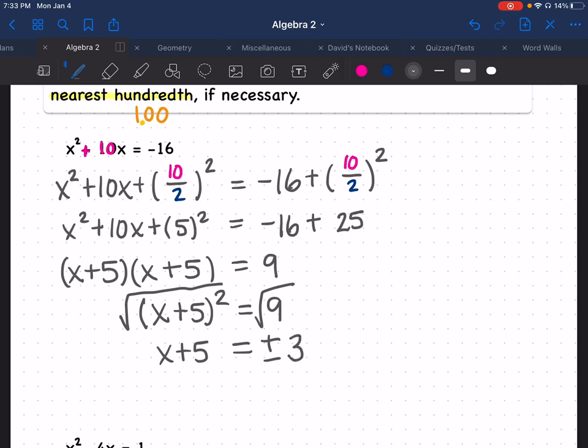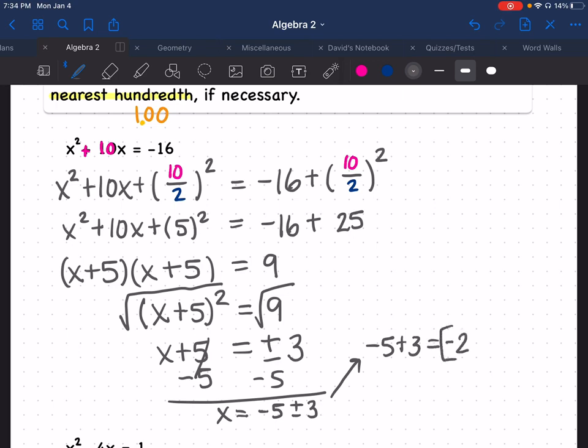To finish solving, all I have to do is subtract 5 to the other side, which gives me these two answers. Let me see, I think I can squeeze them in right here. Negative 5 plus or minus 3. I'm going to go ahead and split this into my two answers, which is negative 5 plus 3 or negative 2. There's my first answer. And then my second answer would be negative 5 minus 3, which is negative 8.